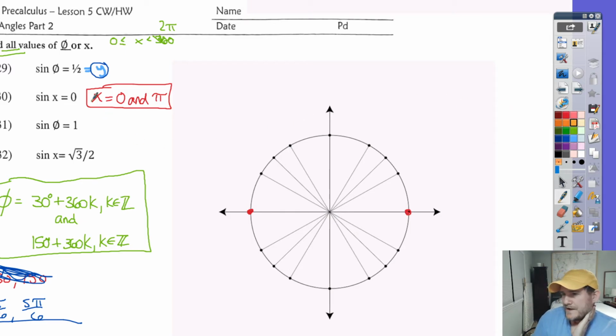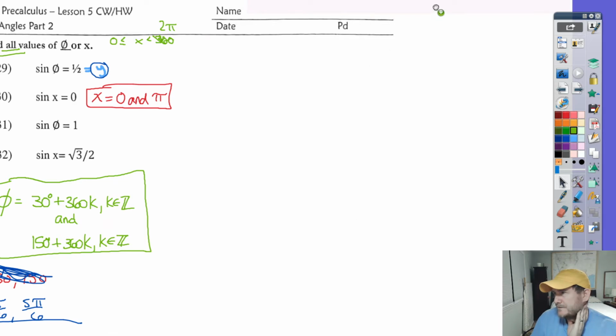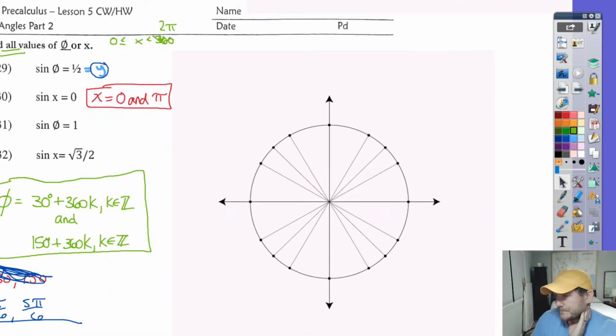All right, the next one is asking when does sine equal 1? Sine is the y value, so where on the unit circle does y equal 1? Well, there's only two spots, here and here. So now you'd be saying this variable is equal to pi over 2 and 3 pi over 2. Pi over 2. My brain was thinking ahead to this 3. Pi over 2 and 3 pi over 2.